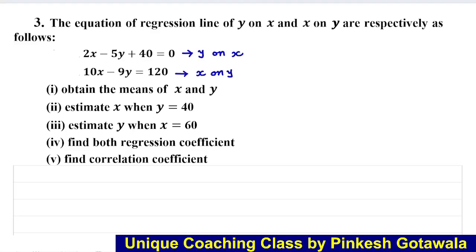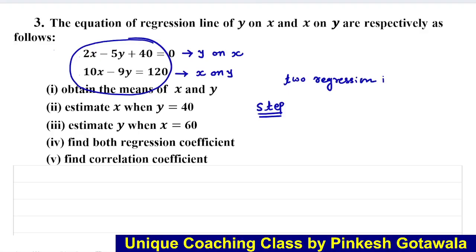Remember, whenever you get a sum where you have two regression lines, always do what I am going to say now. First, compare both equations and find out the values of x and y. Whenever two regression lines are given, the first step is to compare the equations and find out x and y.